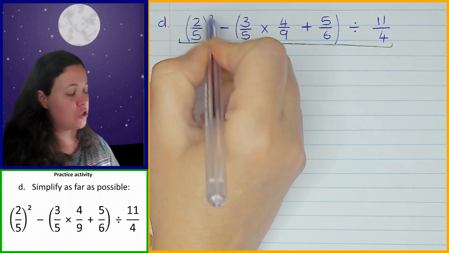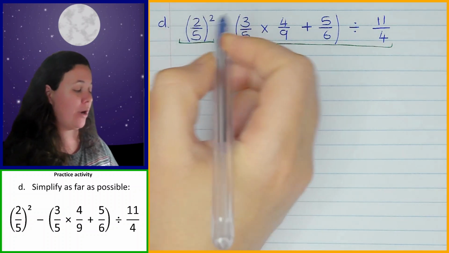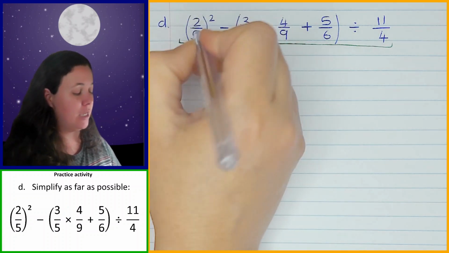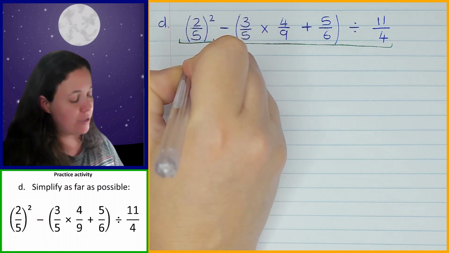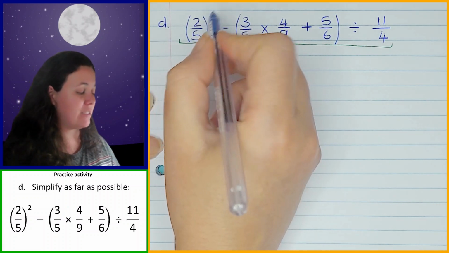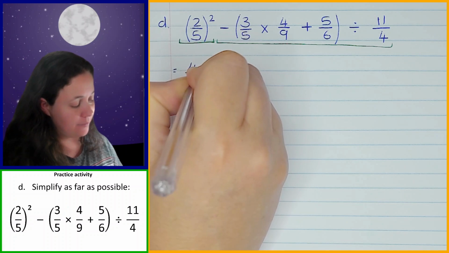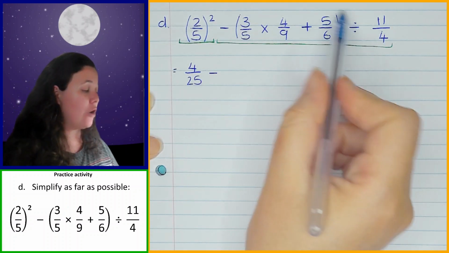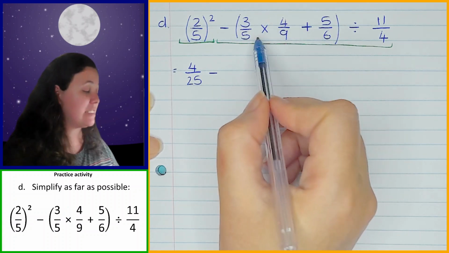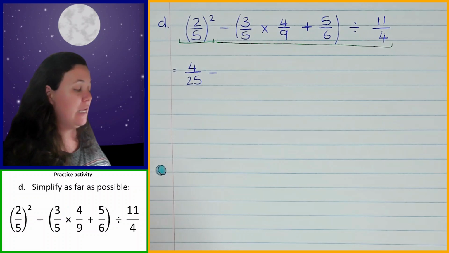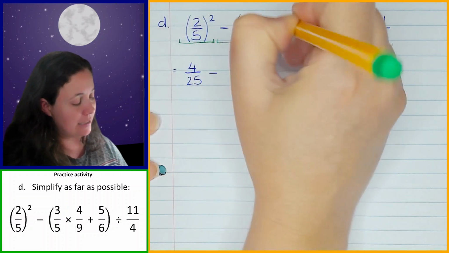So in this first term, I'm going to simplify that squaring. Remember, when we square a fraction, we need to square the top and the bottom. So I square the top, so it's 2 squared, which is 4, over, if I square the bottom, 5 squared is 25. And then minus. Now, over here, the first thing I have to do inside the brackets is the multiplication. So I'm going to see what I can simplify there. So the 3 and the 9 can cancel.